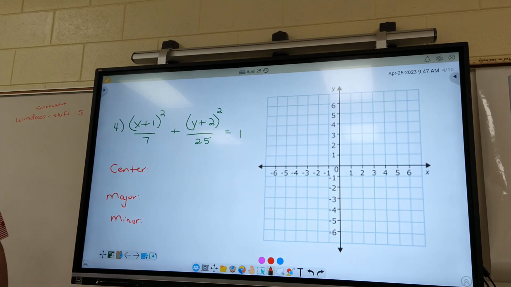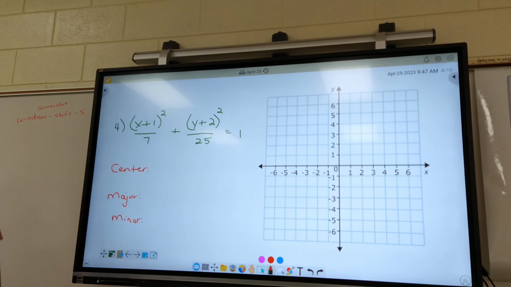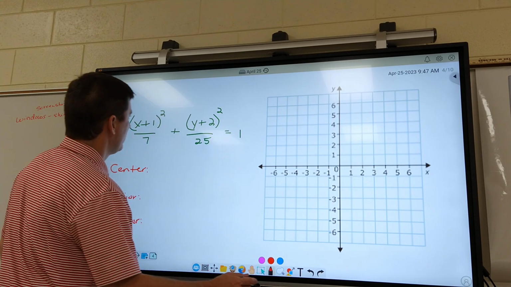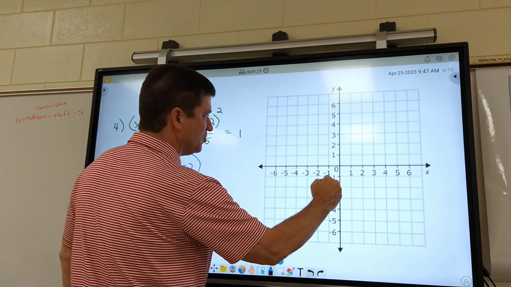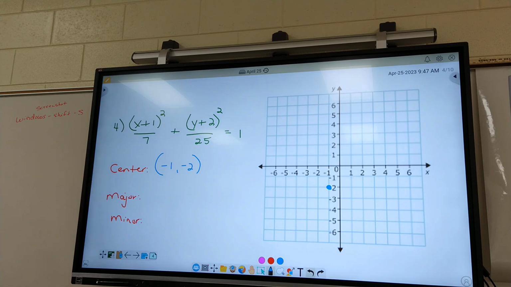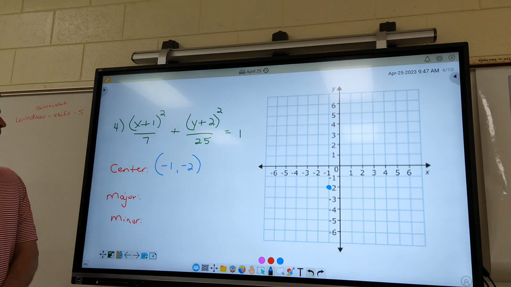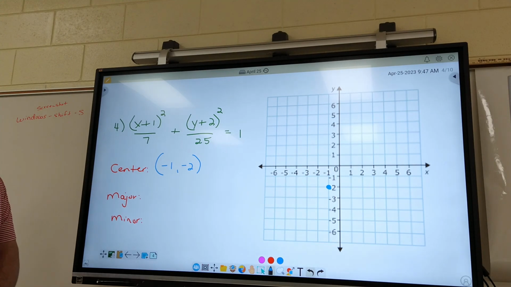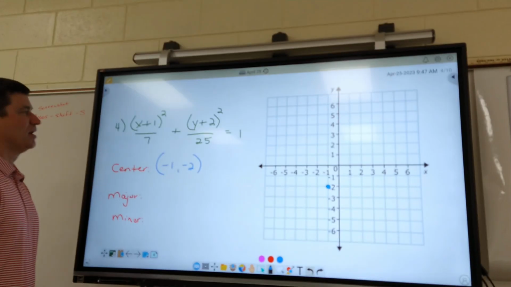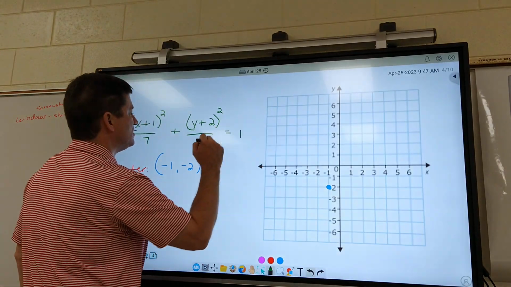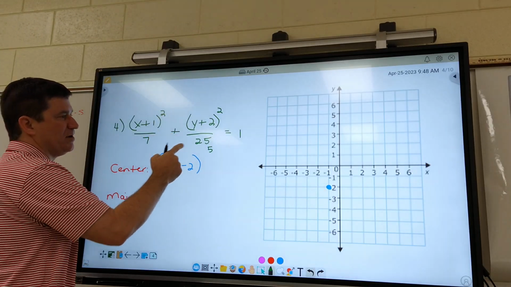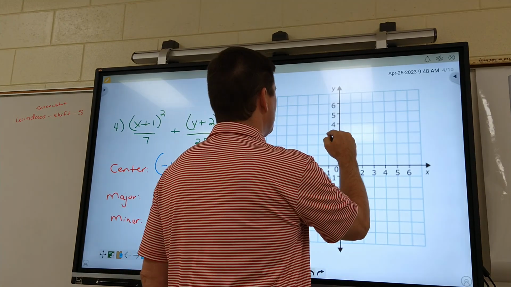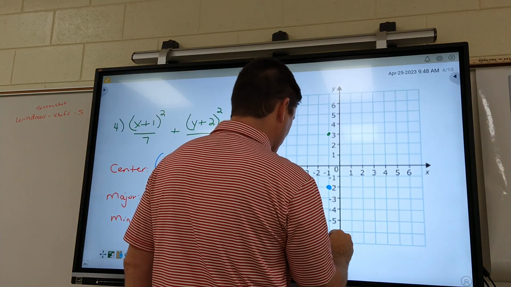All right, number 4. Brianna, what's our center on number 4? -1 and -2. Go -1, down 2, put your point. All right, major axis. So the length of the major axis: square root of 25 is 5. So let's graph on the y-axis up and down. We'll go 5 in each direction. 1, 2, 3, 4, 5.